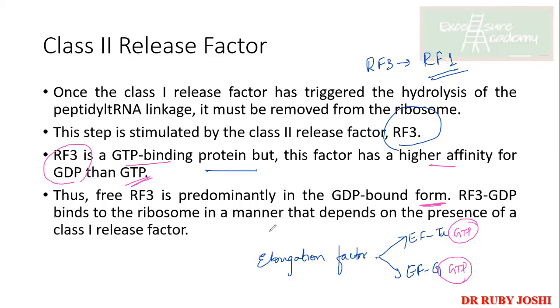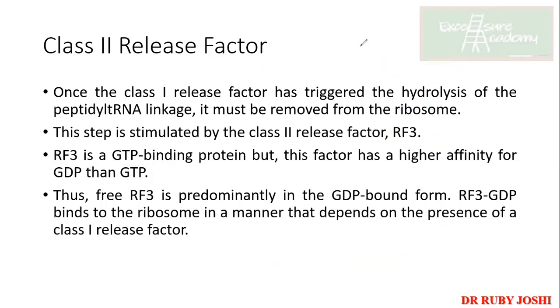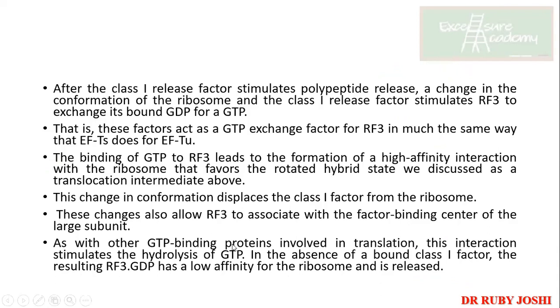to the ribosome in a manner that depends on the presence of the class 1 release factor. इसका मतलब क्या, जब आपका RF1 factor is bound to the ribosome mRNA tRNA complex, then only the RF3 will come. Okay, and in the cytoplasm it is found in the form of GTP bound. Okay, now this slide is also very important, ठीक है। The same thing we are going to see in the form of the figure also, तो थोड़ा ज्यादा clarity आएगा। Okay, so let's first discuss all the important points and then we can see how the figure is explaining.